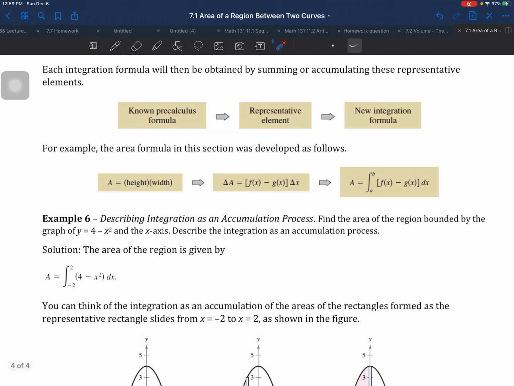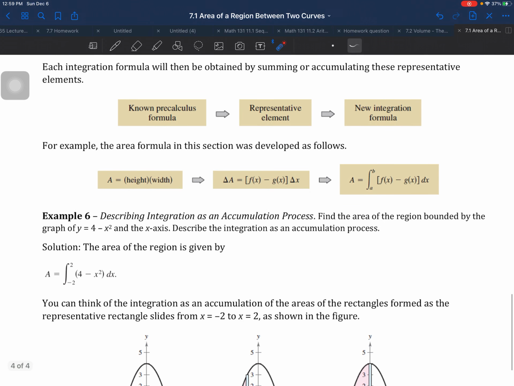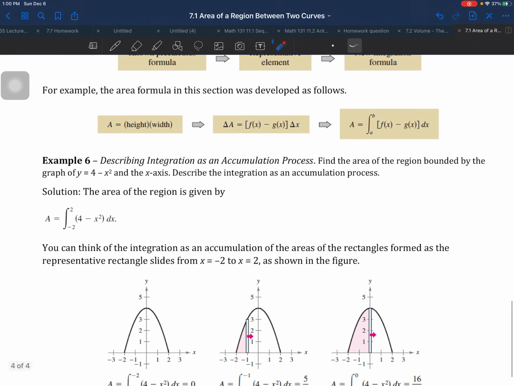One way we can think about this is by thinking that basically what we're trying to do is the height times the width, right? And so the area of this will be the height times the width. We can figure out the height by taking the difference of the two functions. That will give us the height of the rectangle, and then multiply by the width. And that's sort of how that comes out, right?